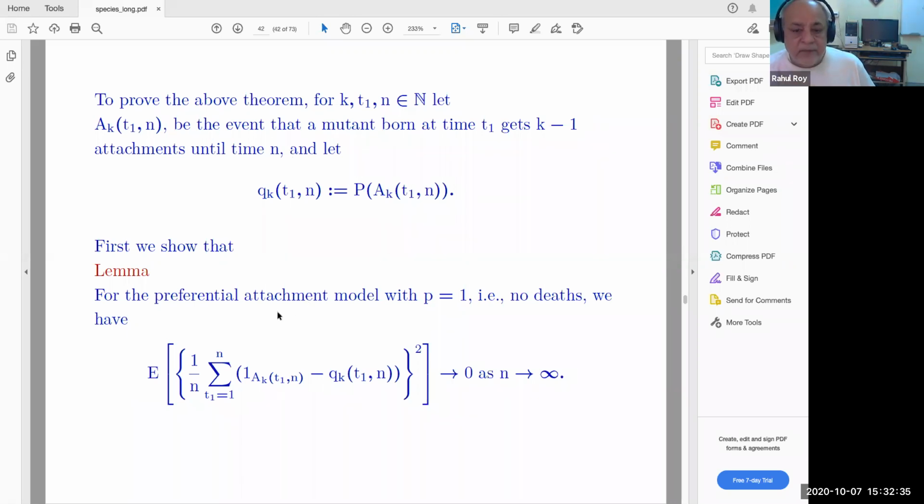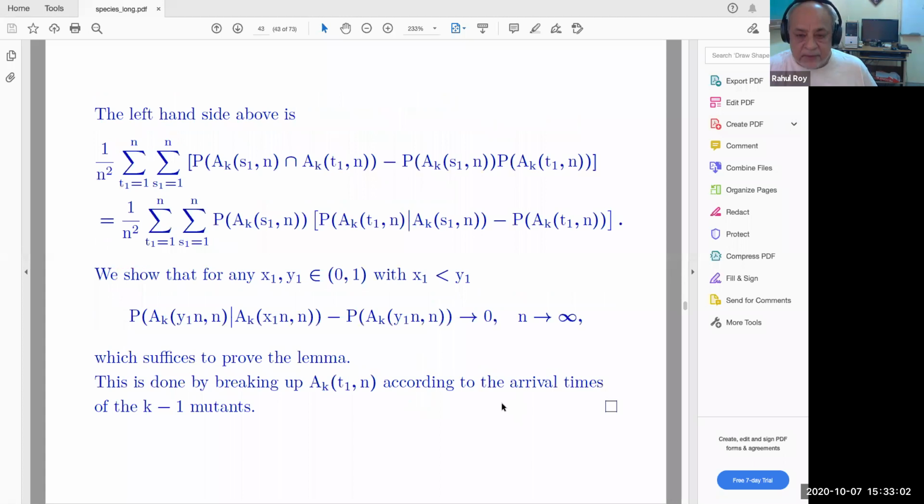First, we show that for the preferential attachment model, our model, with p equal to 1, that means no deaths, we have the mean square statement: the expectation of the square of 1 over n, summation over t_i from 1 to n, of the indicator of A_k(t_i,n) minus q, this probability, goes to 0 as n goes to infinity. This converges in mean square.